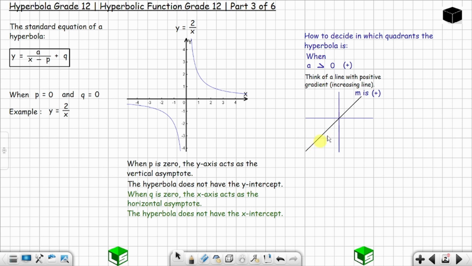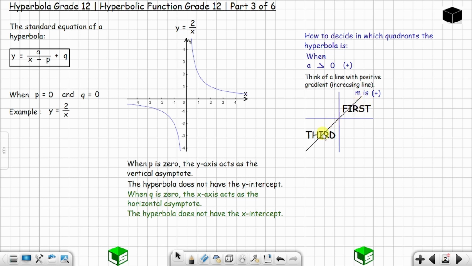Now you can see this line is in this quadrant and in this quadrant. This is the first quadrant, right? And this is the third quadrant. You have first, second, third, and fourth. When it is positive, you draw an increasing line, and you can see it is in the first and third quadrant, and even your hyperbola will be in the first and third quadrant.